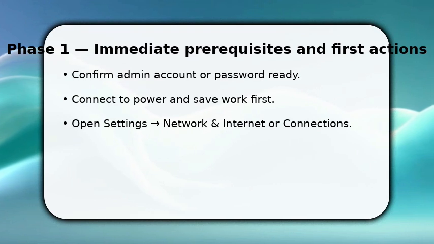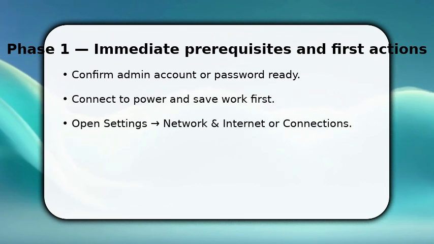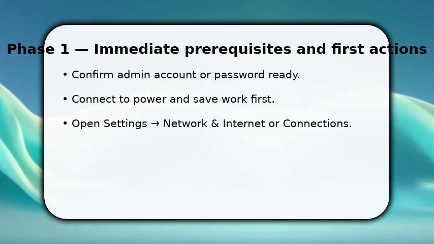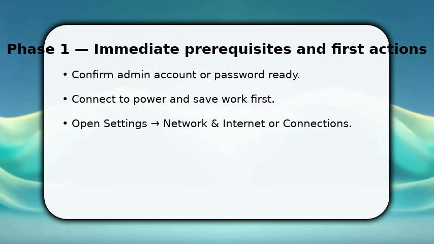Now click Start, type Settings, and open Network and Internet or Connections depending on your OS. This is the gateway to data controls. Make sure to pick the interface currently in use, like Wi-Fi or Ethernet. Doing this first reduces confusion later and ensures changes apply to the correct network.